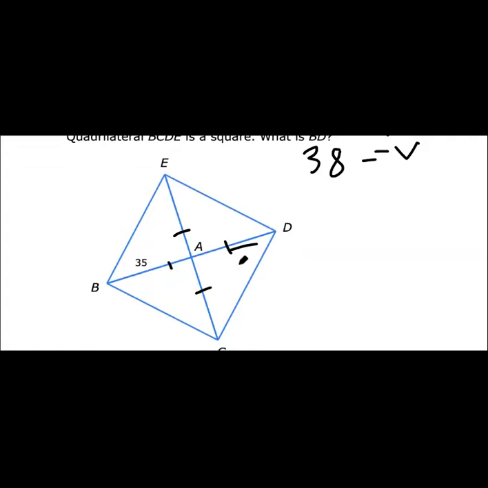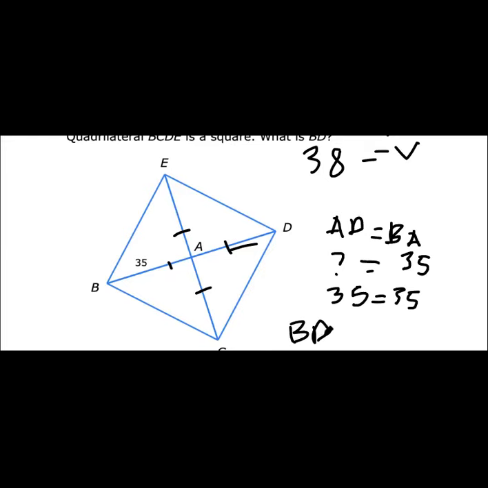All right, so that means that AD should be equal to BA. Which means that if BA is 35, then what should AD be? Well, it's going to be 35 as well. So that means we're looking for BD, so looking all the way across. 35 times 2, that should give me 70.